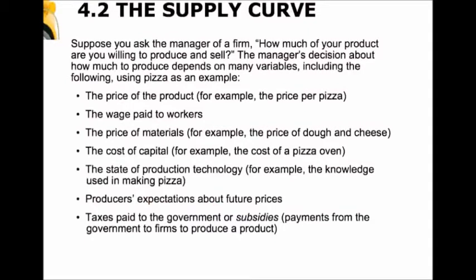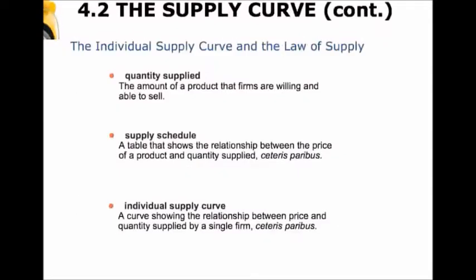And we may look at the effect of subsidies or taxes on how much is going to be produced and sold. But when we are trying to talk about the supply curve, the two variables that we look at the most are the quantity supplied, or how much product you are willing to produce and sell, and what the price of that product is. So let's talk about the individual supply curve first and the law of supply.